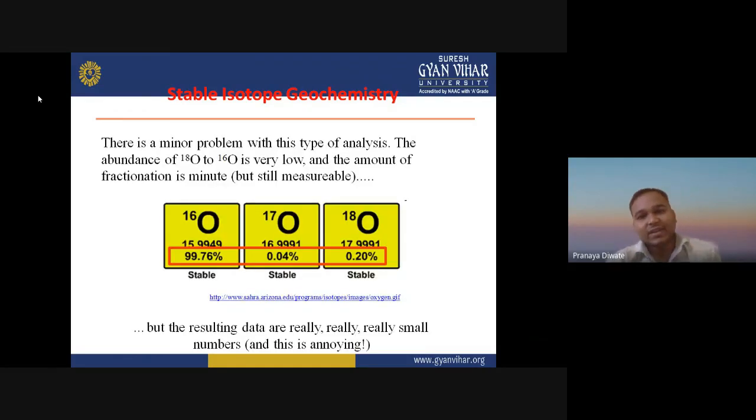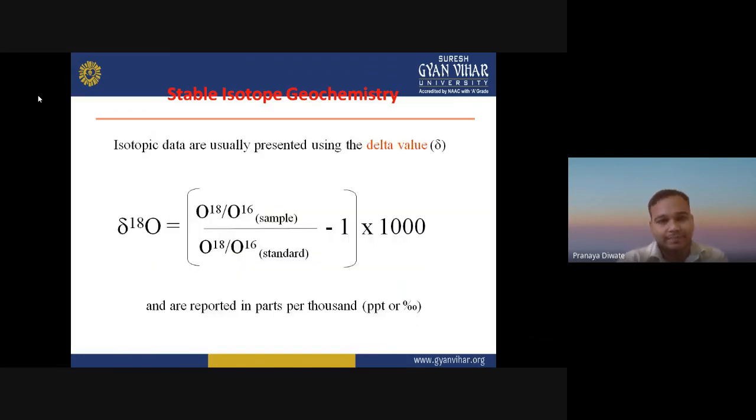There is a minor problem with this type of analysis. The abundance of oxygen 18 and oxygen 16 is very low, and the amount of fractionation is minute, so the resulting data are really small numbers. So it is quite difficult to calculate all this.